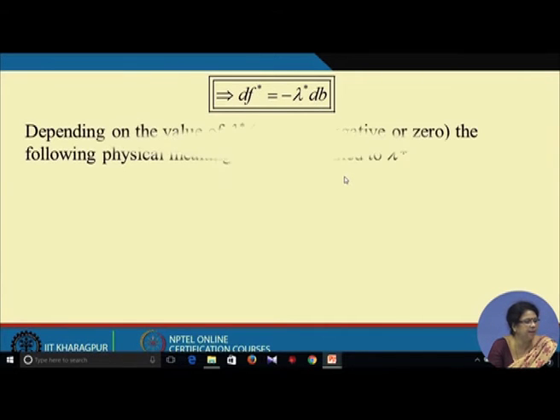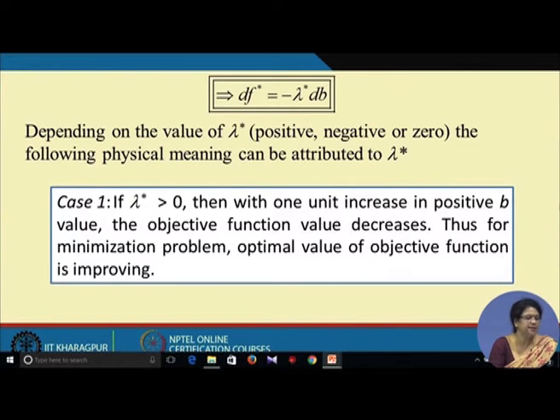Let me consider lambda star is positive. If lambda star is a positive value, then if I increase b, a positive increase in b, what will happen? The objective functional value will decrease. How much it will decrease? It will decrease of amount lambda star. Did you see? If I change b 1 unit, then f will decrease lambda star unit. Did you see the nice connection of the Lagrange multiplier here?